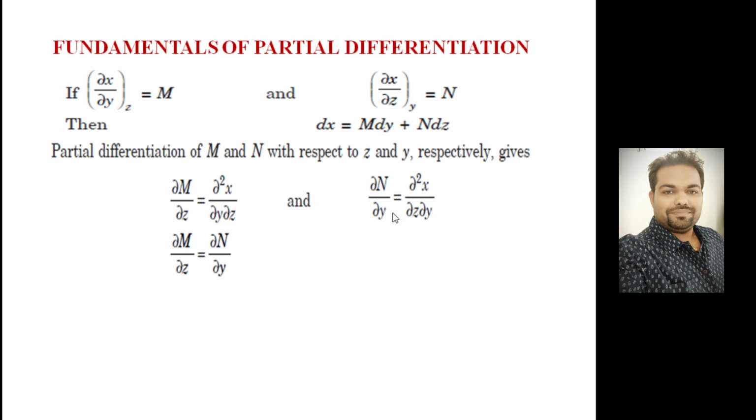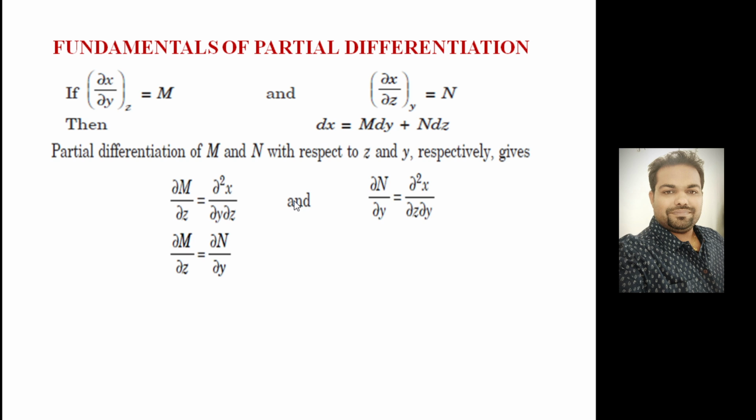Similarly, ∂N/∂y, we are getting ∂²x/∂y∂z into ∂y. If you look at these two terms, both are equal, right? So we can say ∂M/∂z is equal to ∂N/∂y. If this condition is satisfied, in that case we can say the given equation that we have written here is an exact differential. If it is not equal, this will not be an exact differential.